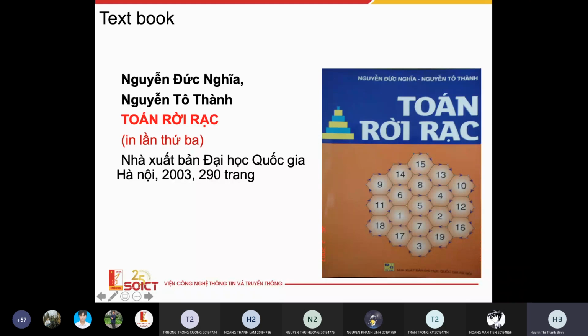You can use another one in Vietnamese. The author is Professor Nguyễn Đức Nghĩa and Nguyễn Tôn Thành. It's easy for you to understand because it's in Vietnamese, and it's a very famous book for all the students who study discrete math.